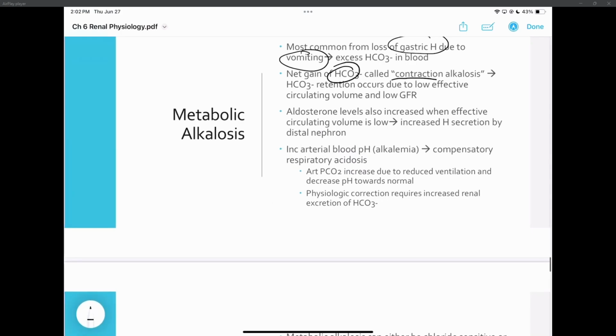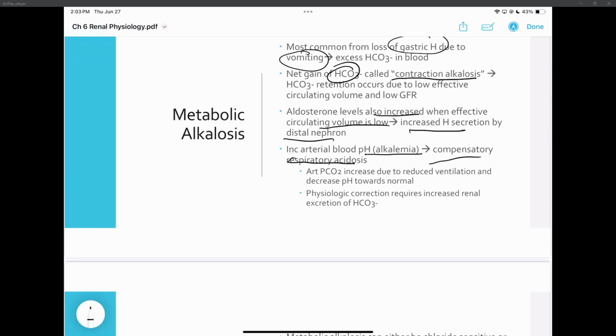Okay, it's called contraction alkalosis. Aldosterone levels also are increased when effective circulating volume is low. So obviously, if you're vomiting a lot, you're going to get dehydrated. So volume goes down. So we get increased hydrogen secretion by the distal nephron because aldosterone levels are changed as well. So we got an increase in arterial pH, alkalemia, and we got a compensatory respiratory acidosis. So we compensate metabolic alkalosis with respiratory acidosis.